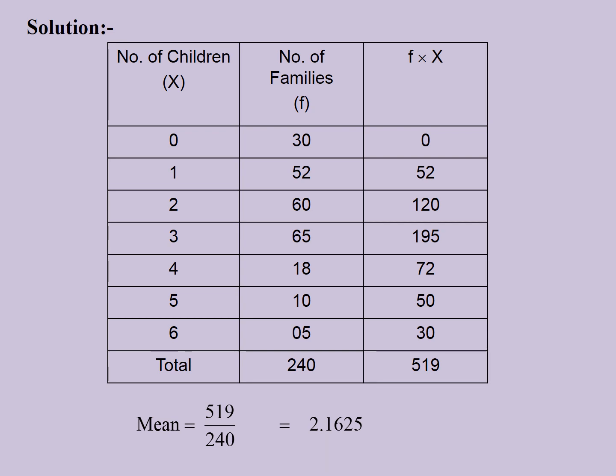I told you that in the formula for the discrete frequency distribution, the numerator is the summation of fx, which here is 519, divided by the number of observations n, and n is equal to summation of f, here the number of families, which is 240. So when you divide 519 by 240, the answer will be 2.1625. If you don't understand, please correlate with the formula that I showed you in the previous slide.